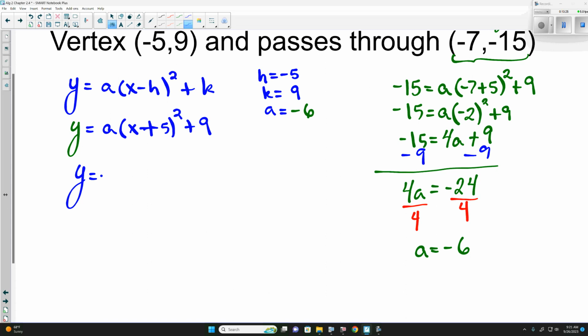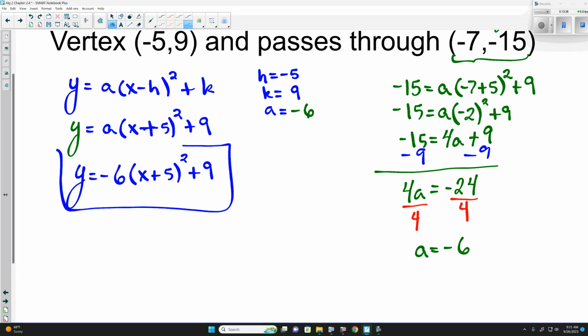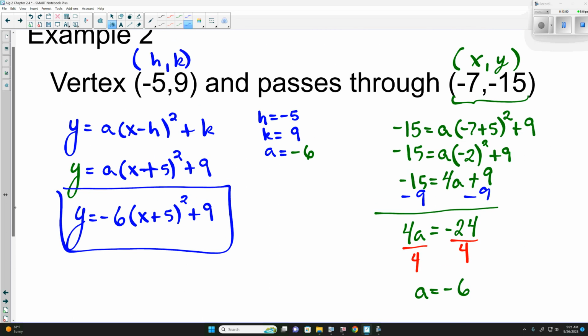And plug it back in, so y equals -6 times x plus 5 squared plus 9. Now, in certain problems, you get to the final answer and it doesn't seem like it should be correct or it's not the right answer. We can always check it. Because again, they said it passes through the point -7 comma -15. When the x value is -7, the y value is -15.